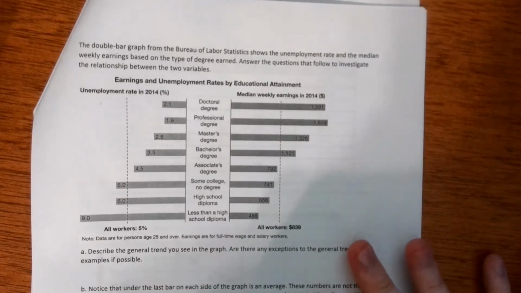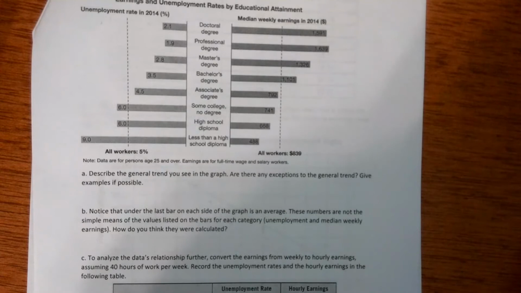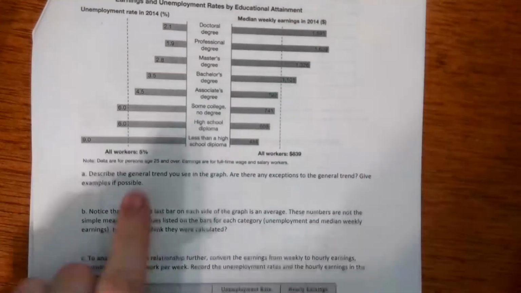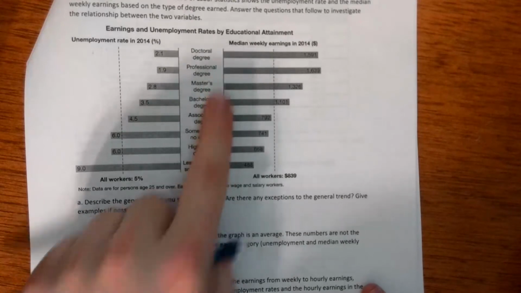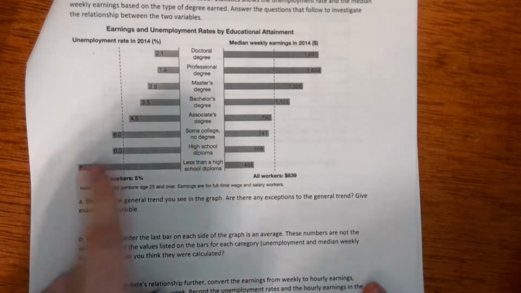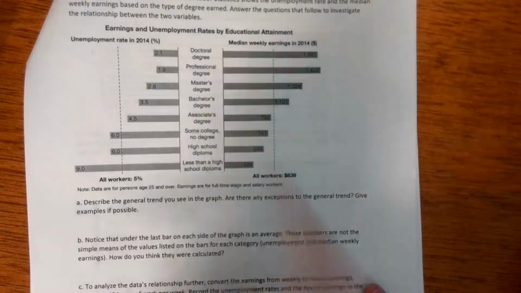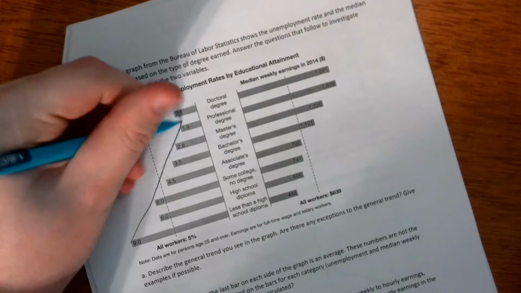Okay, A says, describe the general trend that you see on the graph. Are there any exceptions to this general trend? Give examples if possible. So what do I see on this one? Well, I see that my unemployment decreases the higher degree I have. If I have less than a high school diploma, that's about 9% unemployment, and it goes down to about 2% for the top two. So if I was going to look at a trend, it's probably something like this.